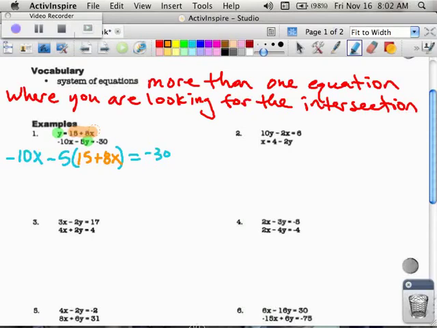And what you'll notice in this new equation is there's only one letter, one variable. So now I can solve for that one letter. So I do that now by rearranging stuff. So I have that negative 10x, and I have negative 5 times 15, which is negative 75. I have that negative 5 times 8x, which is minus 40x, and it's all equal to the negative 30 on the other side.